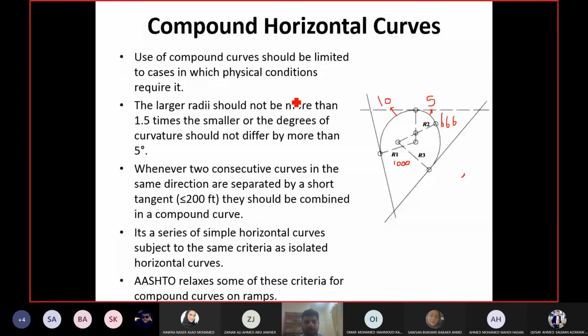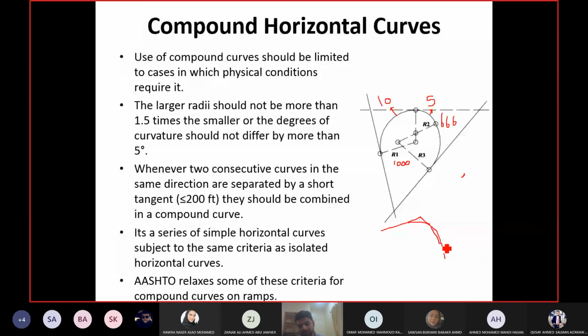Like I said, sometimes you provide a compound curve because you don't have the space to provide a simple circular curve. But sometimes a compound curve becomes mandatory or necessary because the field conditions are like this. So whenever you have two curves, for example, your road was going like this, then you have a turning like this, and you have a turning like this. Okay, so you need a curve here, 2 tangents, and you need a curve here as well, right?